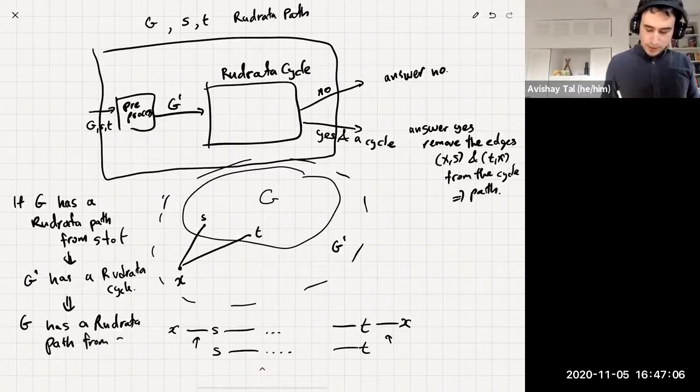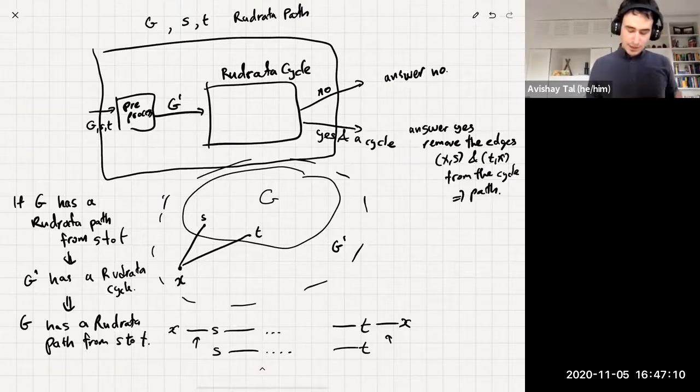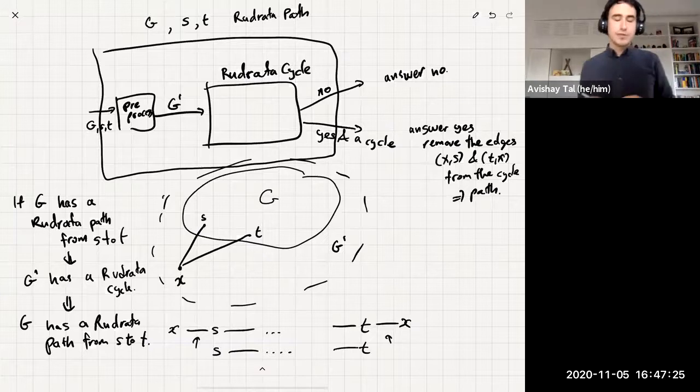From S to T. And how do we get this path? Well, we just said it like 2 minutes ago. We just take this cycle. X should appear at some point. So let's write it as the first vertex and the last vertex. And then we notice that we must visit S after visiting X, and we must visit T before visiting X.